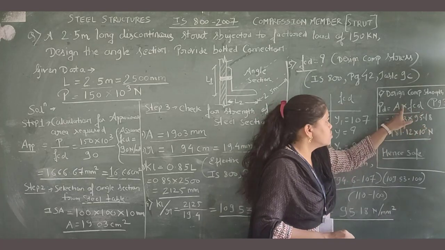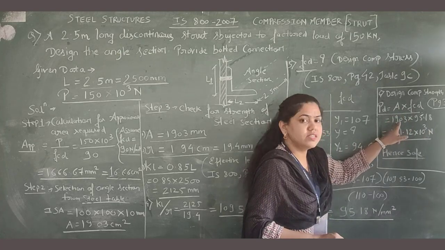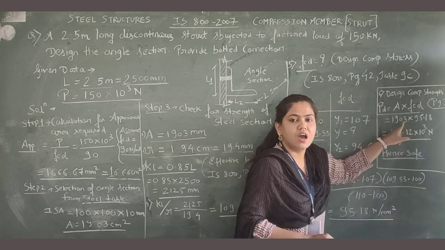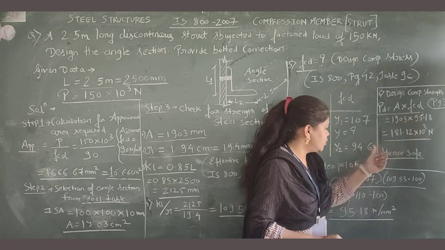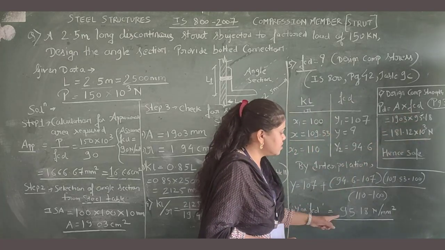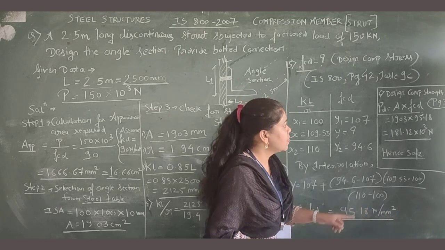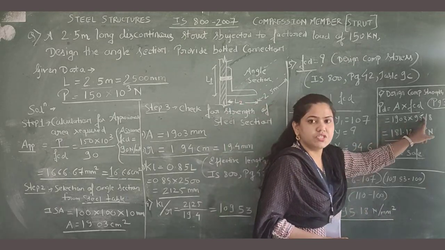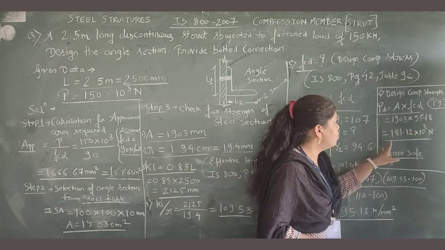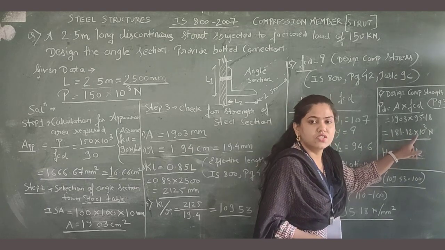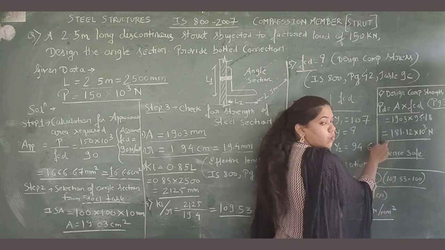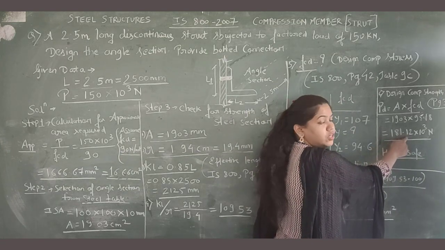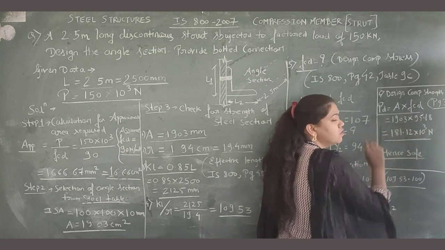value. Okay, so the area is 1903 for the angle section 100 by 100 by 10 mm. And the fcd value which you got in the previous step is 95.18. By solving this equation you will get the value of design compressive strength. So here in this case, the design compressive strength obtained is 181.12 into 10 to the power 3 Newton.